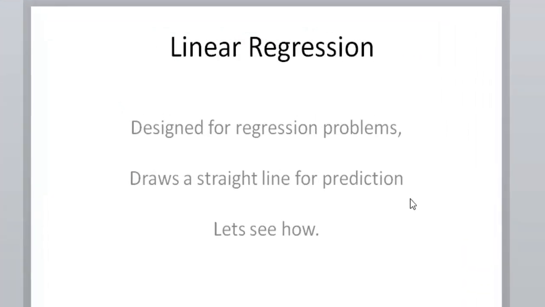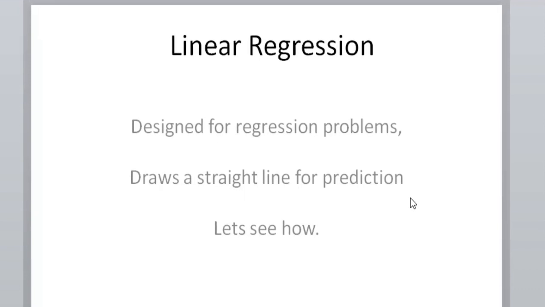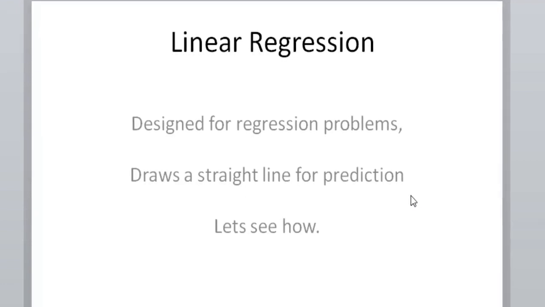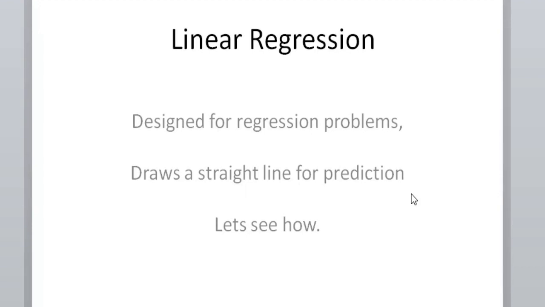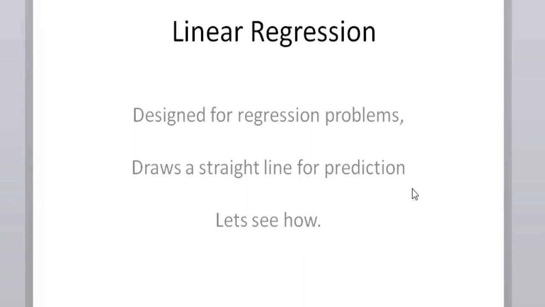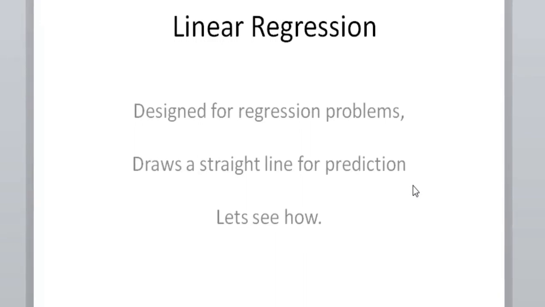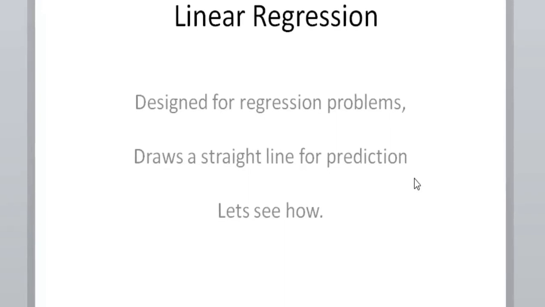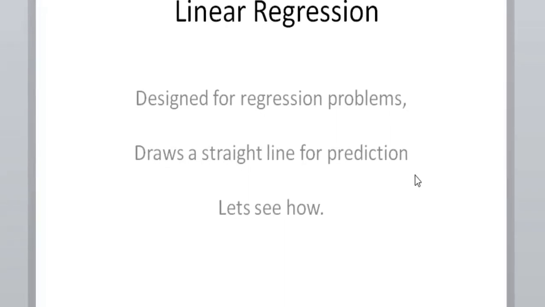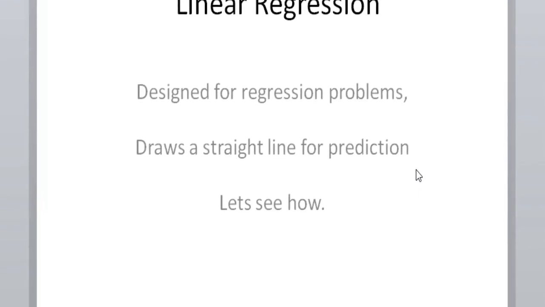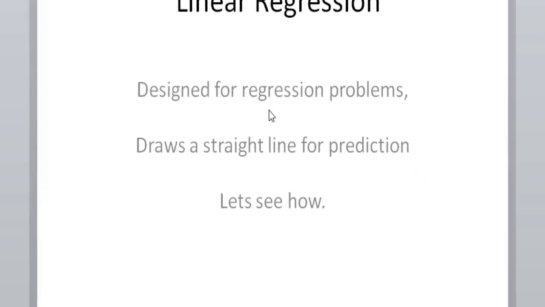Hi there. In this video, we are going to discuss how linear regression models work. Basically, they are designed for regression problems, and it is exactly the problem that we are currently working with. So, linear regression is a good choice for our case, and it draws a straight line for prediction. That line is also called the best fit line or line of best fit. And how that line is plotted, we will discuss in a bit.